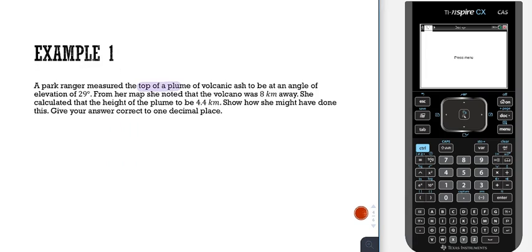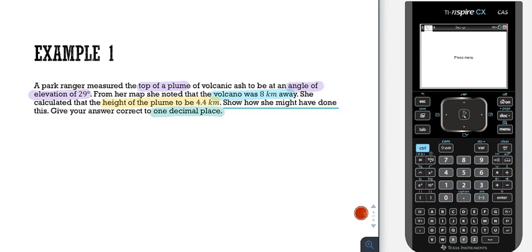All right. So, example 1, it's a park ranger that measured the top of a plume of volcanic ash to be at an angle of elevation of 29 degrees. From her map, she noted that the volcano was 8 kilometers away. She calculated the height of the plume to be 4.4 kilometers. We need to show how she might have done this, and we need to give the answer correct to one decimal place.